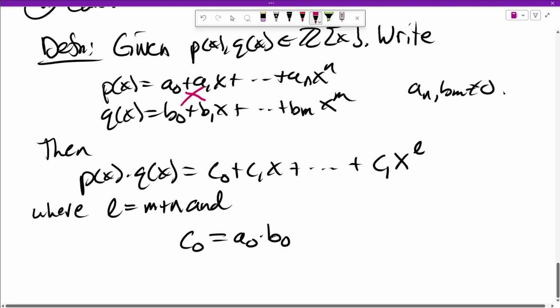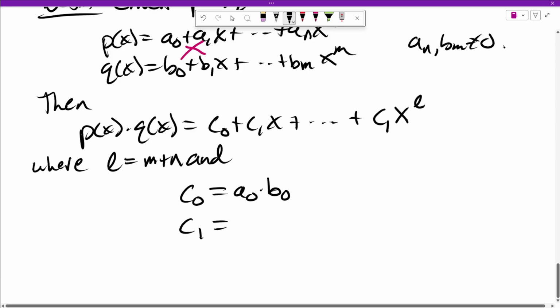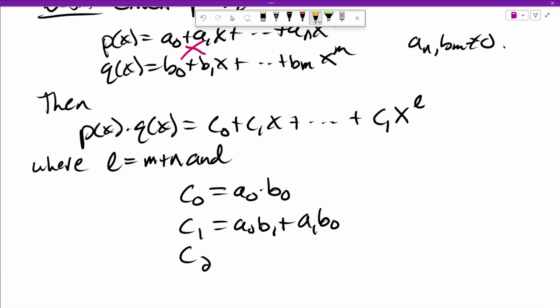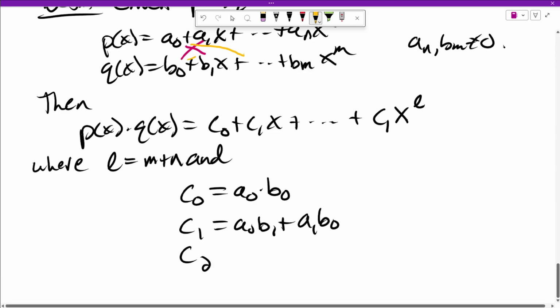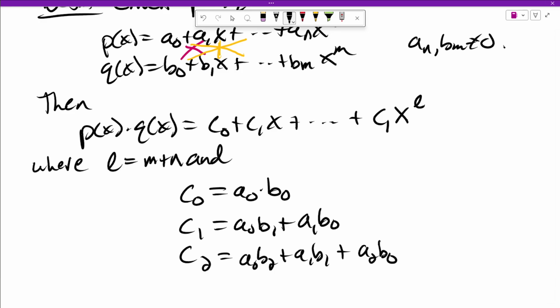Well, you could get an a_0 b_1 or a b_0 a_1. So c_1 should be the sum of a_0 b_1 with a_1 b_0. Let's write our a's first. What should c_2 be? That should be all ways of getting a quadratic. So you're going to get a_0 b_2, a_1 b_1, a_2 b_0. Another way of writing that same thing. And so on. You get all pairwise products such that the indices sum to the degree.